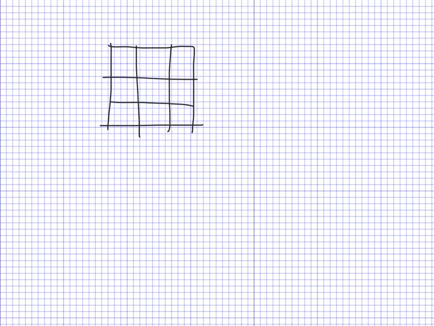Let's suppose that you have a 3 by 3 square. How many squares do you need? How many of these little unit squares do you need? This one has 9. How many do you need to get to the next size, the 4 by 4?